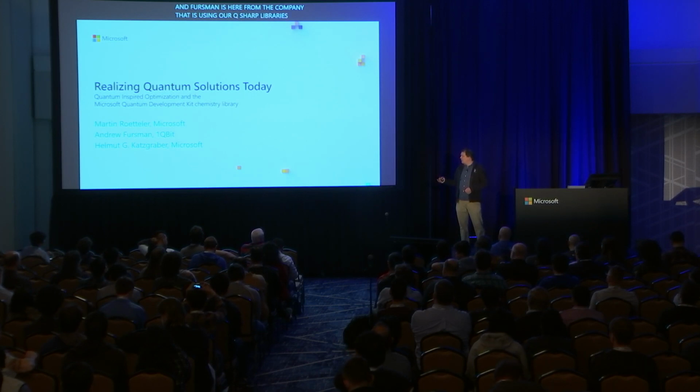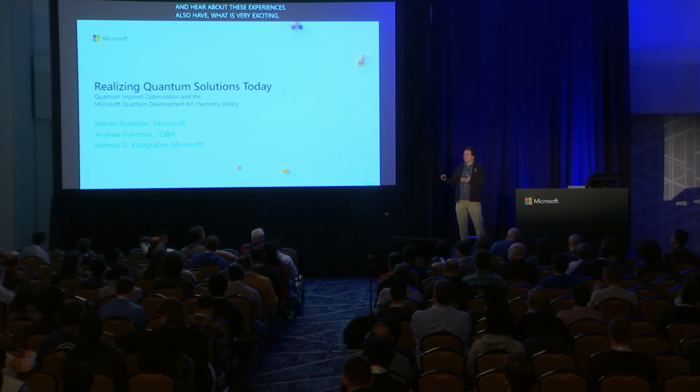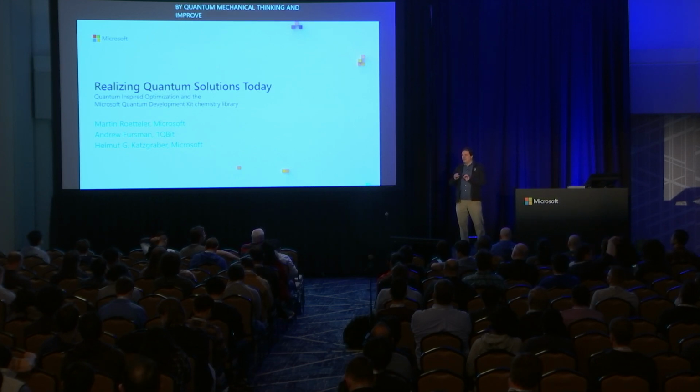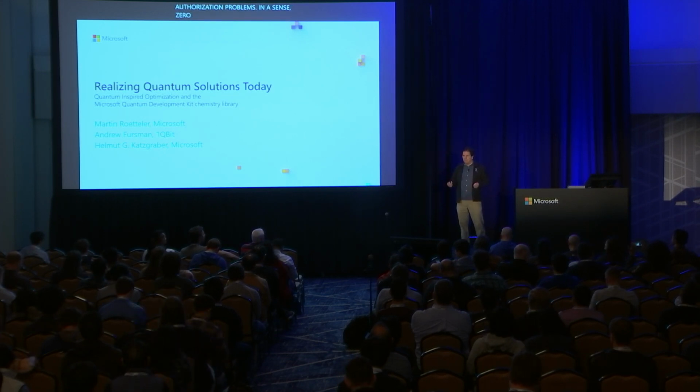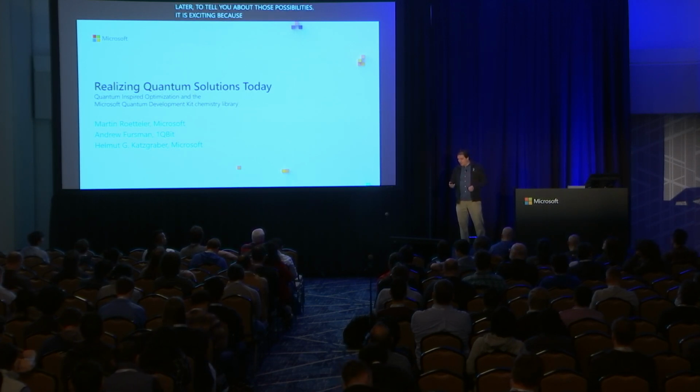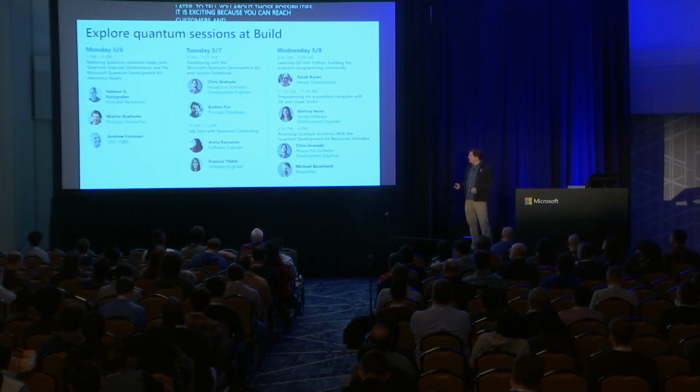We also have what is very exciting. You can get inspired by quantum mechanical thinking and improve classical algorithms, classical optimization problems. So in a sense, you need 0 qubits for that kind of work. And we'll have Helmut later from our team here in Redmond to tell you about those possibilities. And it's very exciting because you can already reach customers and make a tremendous impact on their business today. I just want to give that quick shout out.